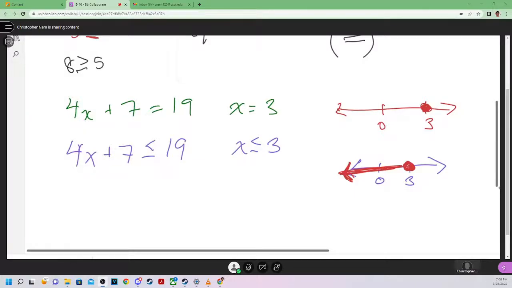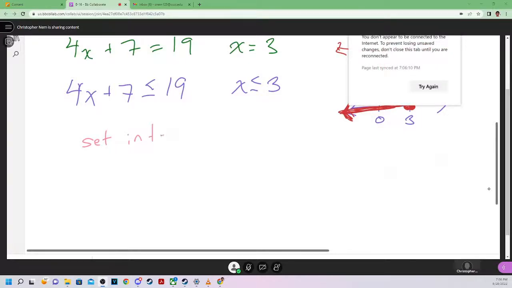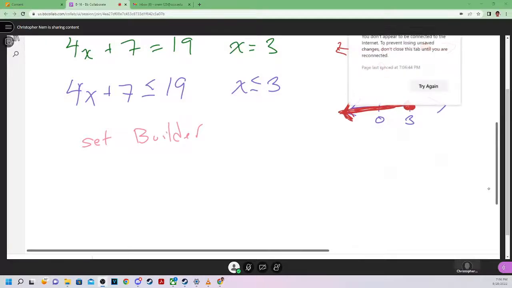Now, for something similar to the test, you might see a problem like, hey, how do I write this in set builder notation? Well, this is actually very easy. So if we were to write it in, I'm combining words together, I apologize. Set builder notation.